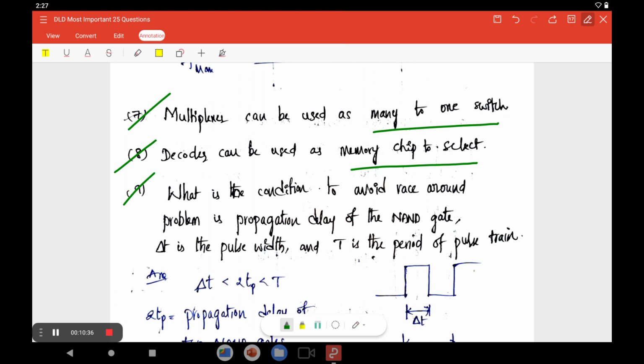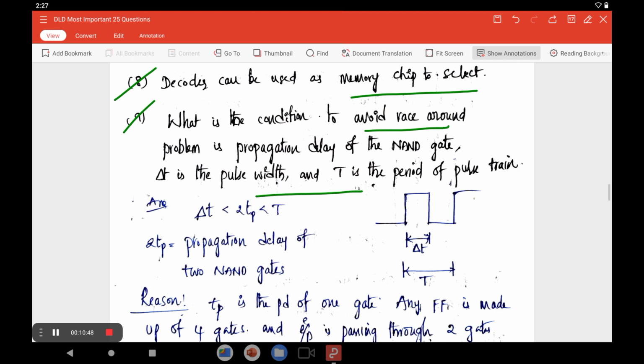At the same time, the ninth question is, what is the condition to avoid the race around problem? The propagation delay of the NAND gate is delta t and the pulse width is t. So what is the formula? This is also a very interesting and important question.